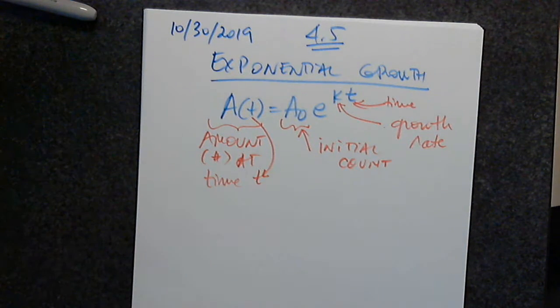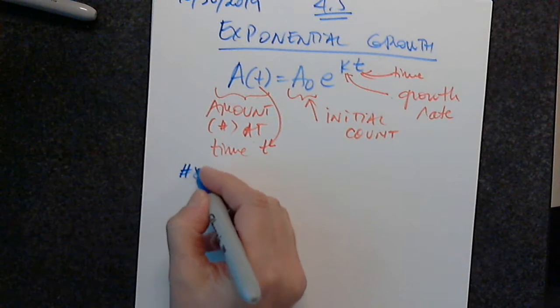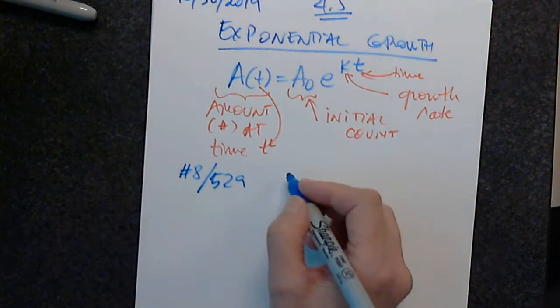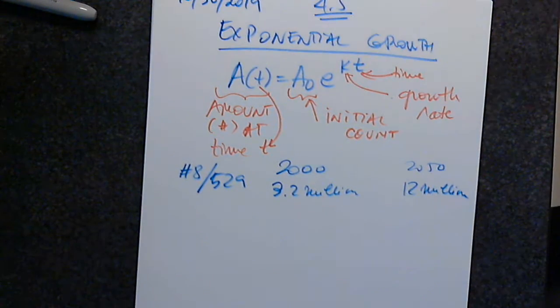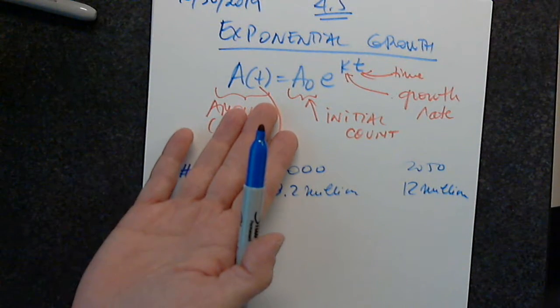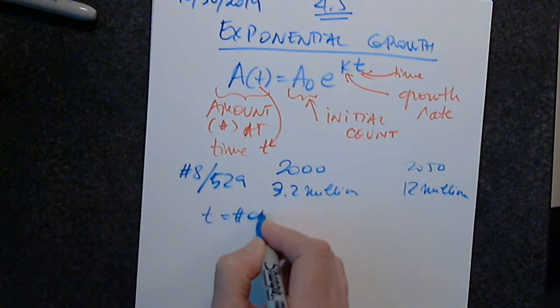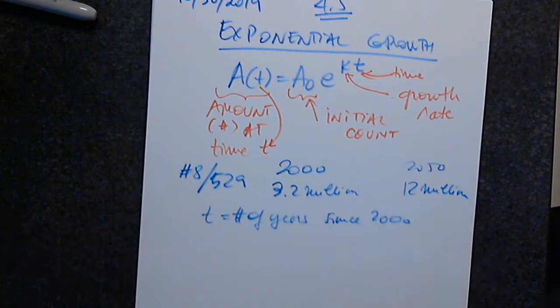Okay, so let's look at our first example. Let's look at problem 8 on page 529. I take notes when I read. They say in the year 2000, the population of the Palestinians in the West Bank, Gaza Strip, and East Jerusalem was approximately 3.2 million. By 2050, it is projected to grow to 12 million. Use the exponential growth model, which is given to us, in which t is the number of years since 2000, to find the exponential growth function that models the data. That's part A. And then when we are done with this, we'll go to part B.